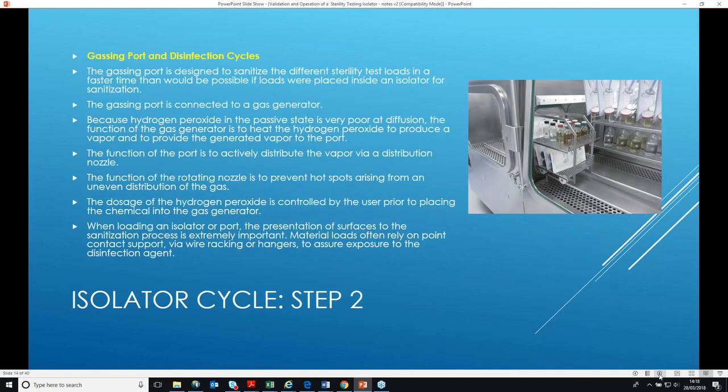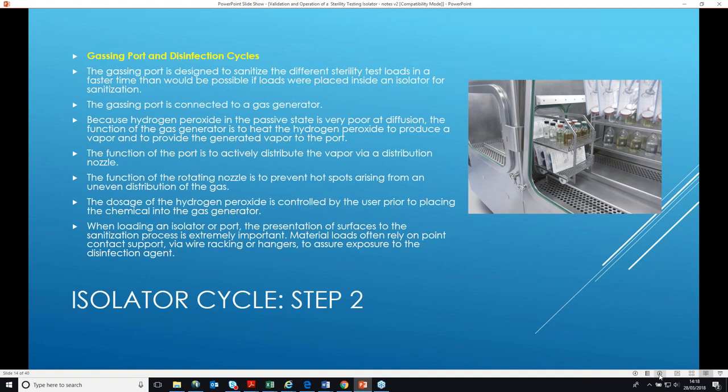Okay, so step two is the gassing port and the disinfection cycles. Now, a gassing port is a chamber connected to an isolator or isolators via interlocking doors. And this can be open to the room environment for loading without compromising the integrity of the isolators themselves. The gassing port is designed to sanitize the different sterility test loads in a faster time than it would be possible if loads were placed inside a primary isolator, which is why it has the advantage of time.